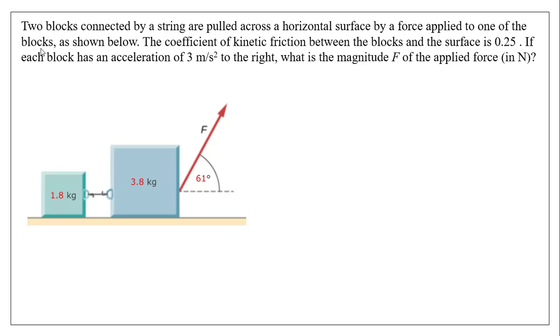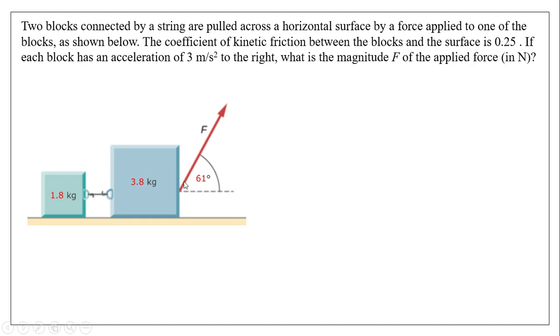So here we have two blocks connected by a string that are pulled across a horizontal surface by a force applied to one of the blocks. It says the coefficient of friction between the blocks and the surface is 0.25. If each block has an acceleration of 3 meters per second squared to the right, what is the magnitude of F, the applied force, in newtons?